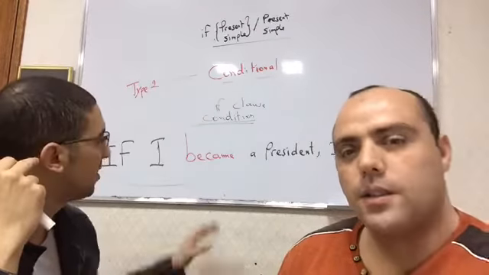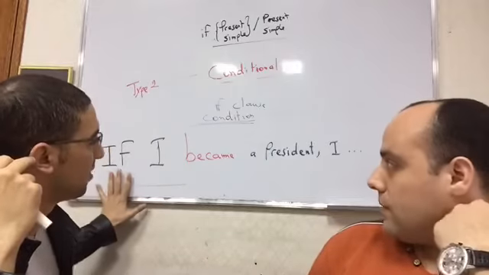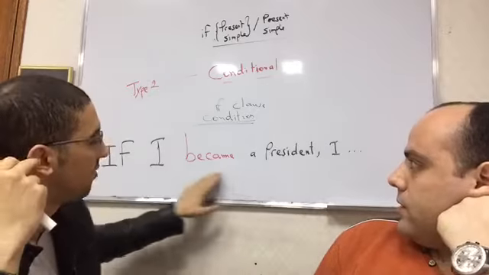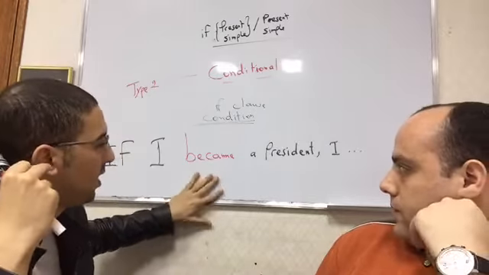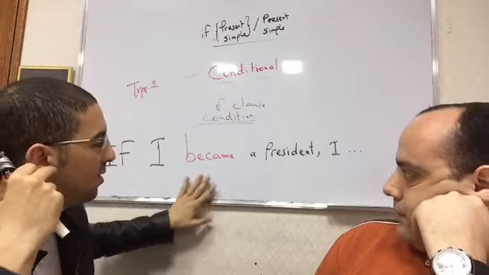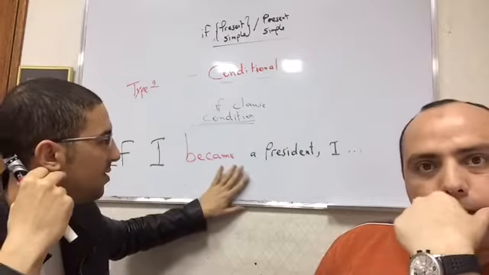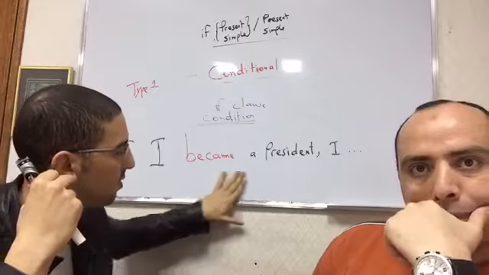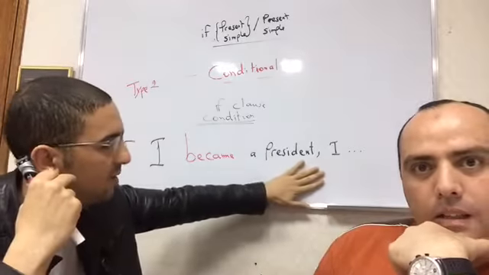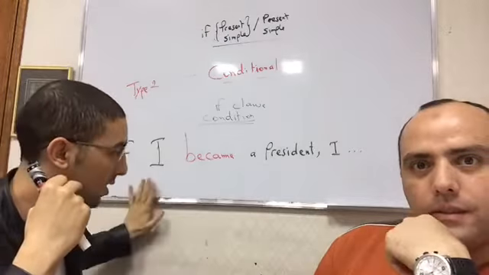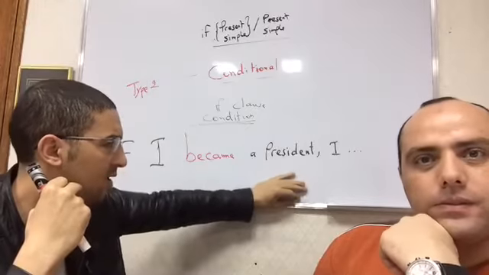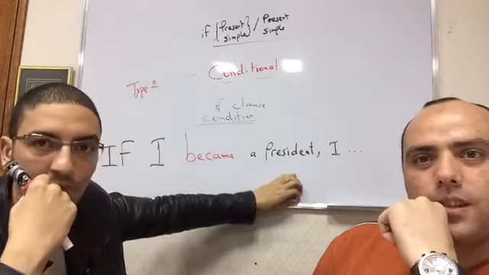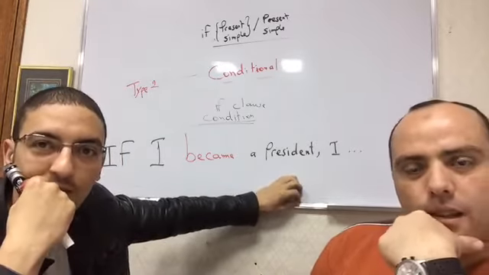Of course, as you can see here, as we always say, in the if clause the verb is in the past simple. It means that this did not happen and it is not possible in the present. And the clause that is the result of this condition is not probable.